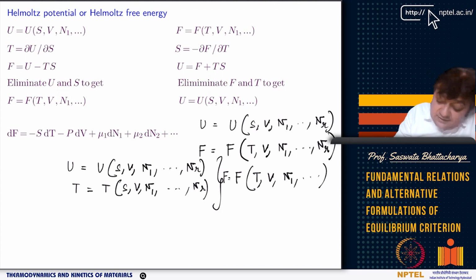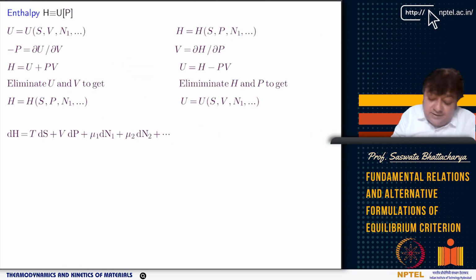So as you can see now, the equivalence between u and f. So u as a function of s is replaced by f as a function of t, right? Vn1 remains Vn1. Similarly, we can define h. H is a function of, so u as a function of s, Vn.